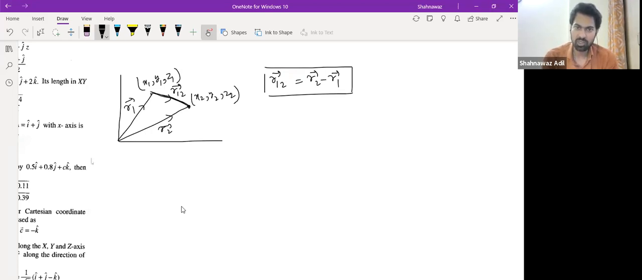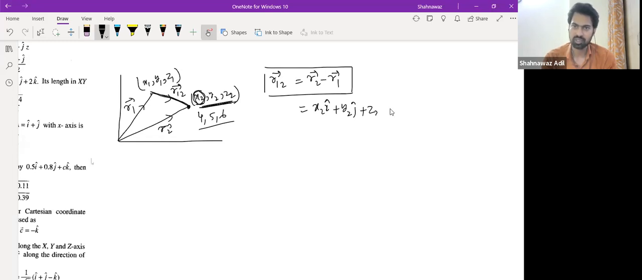So R2 is how much? R2 would be x2 i cap plus y2 j cap plus z2 k cap. These are the position vectors. Remember, this is only the magnitude. If I write, let's say, 4, 5, and 6, these are some numbers, so 4i, 5j, 6k.